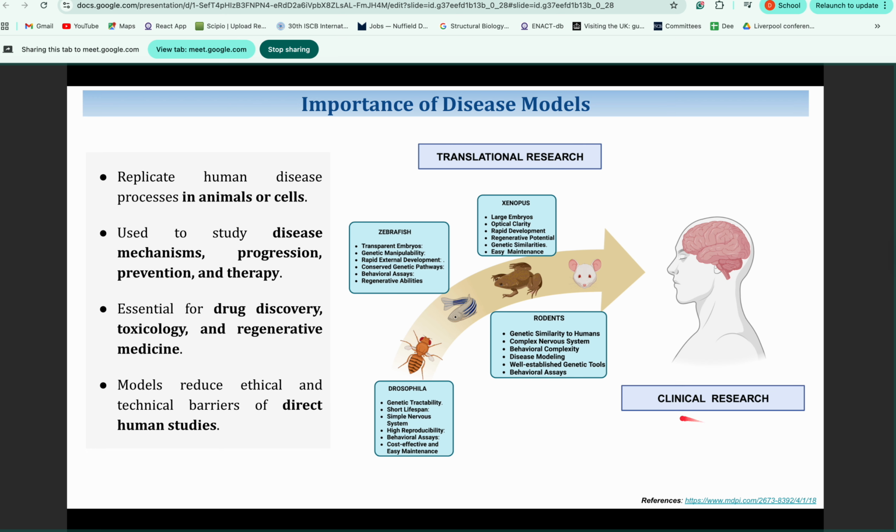with respect to clinical research. This kind of research is translational research, where we are translating something from these organisms and using it for humans. So we are doing a kind of translation.